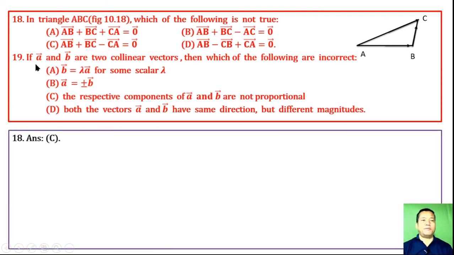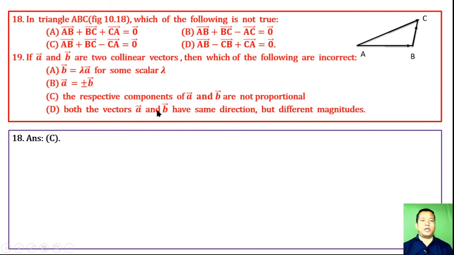Question number 19. If a vector and b vector are two collinear vectors, then which of the following are incorrect? Being parallel to each other, b vector is equal to lambda times a vector for some scalar lambda. Or a vector equal to plus minus b vector. The respective components of a vector and b vector are not proportional. Their components are proportional.